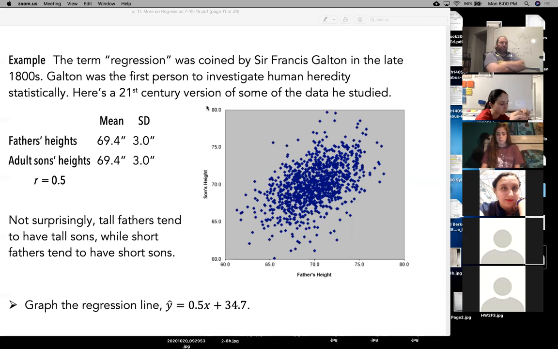Thanks. Okay. So the term regression was coined by Sir Francis Galton in the late 1800s. He was the first person to investigate human heredity statistically. Here's a 21st century version of some of the data he collected. You have father's heights and son's heights. The average father height was 69.4 inches, which is 5'9.5" or so, with a standard deviation of 3 inches. And the adult son's heights had the same average and same standard deviation, with an R value of 0.5.